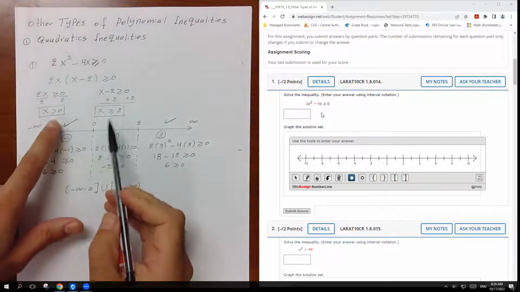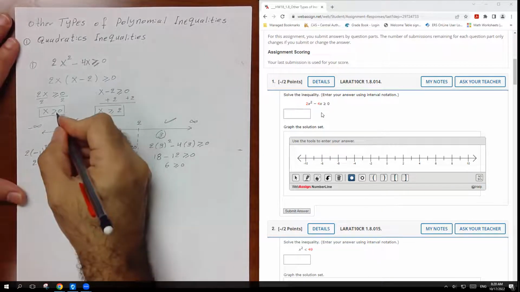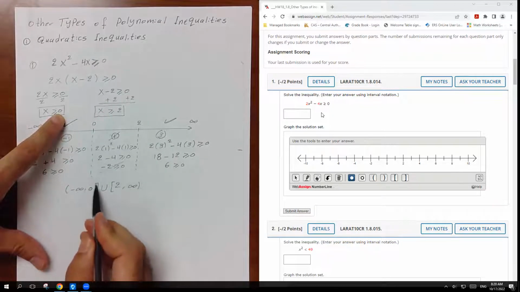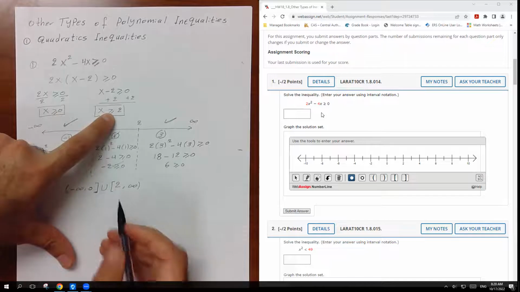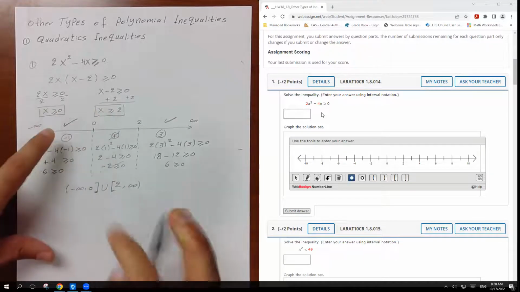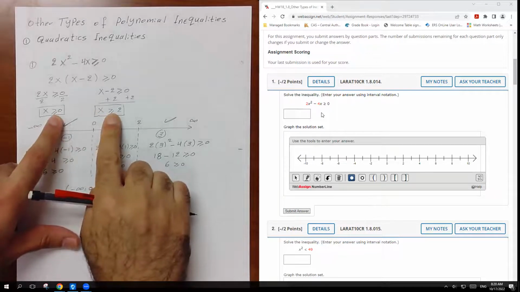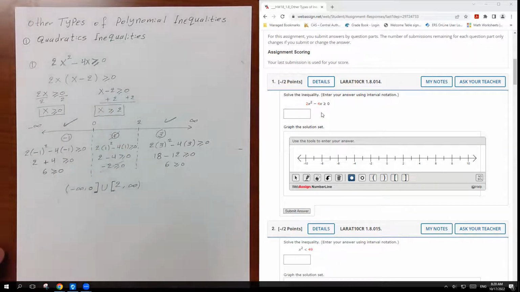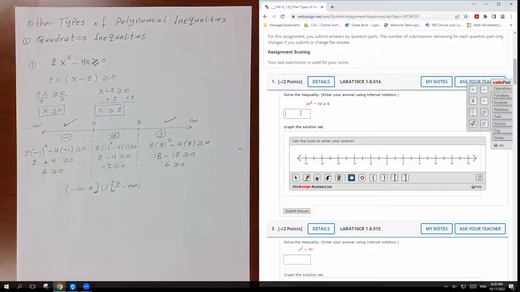Because here are the key numbers. I forgot there's an equal sign here. It's equal to the 0, so I'm going to put a bracket here. And it's equal to 2, so I'm going to put a bracket here. If there are no equal signs with the key numbers, that means you're going to put parentheses instead of these brackets. So let's plug in our solution here.